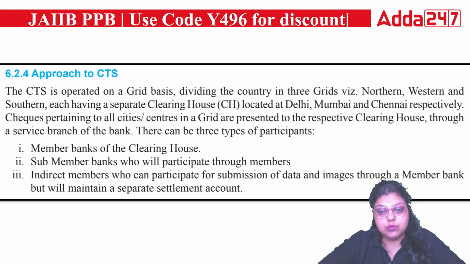So there are 3 types of participants. One is a member bank of a clearing house. Second is a sub-member bank, which will participate through the member bank. Third is an indirect member, who can participate for submission of data and images through a member bank but will maintain a separate settlement account.